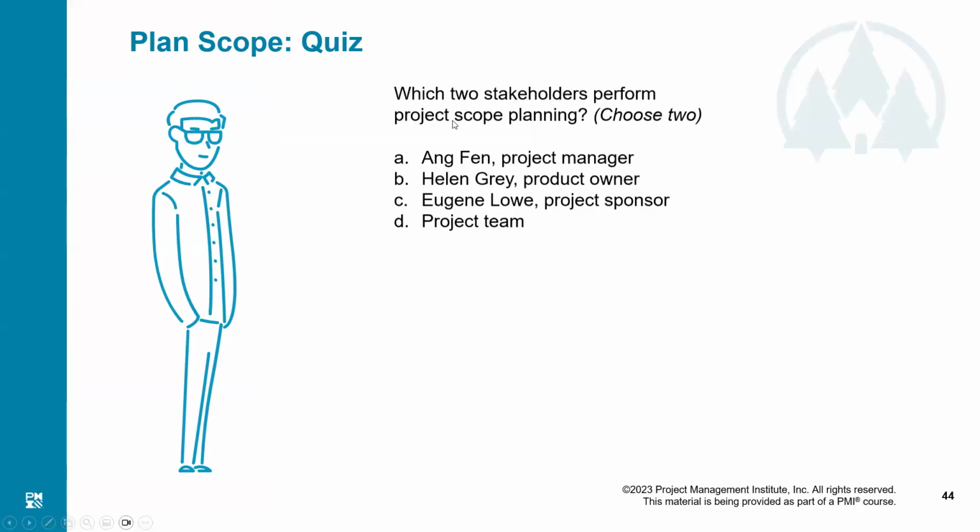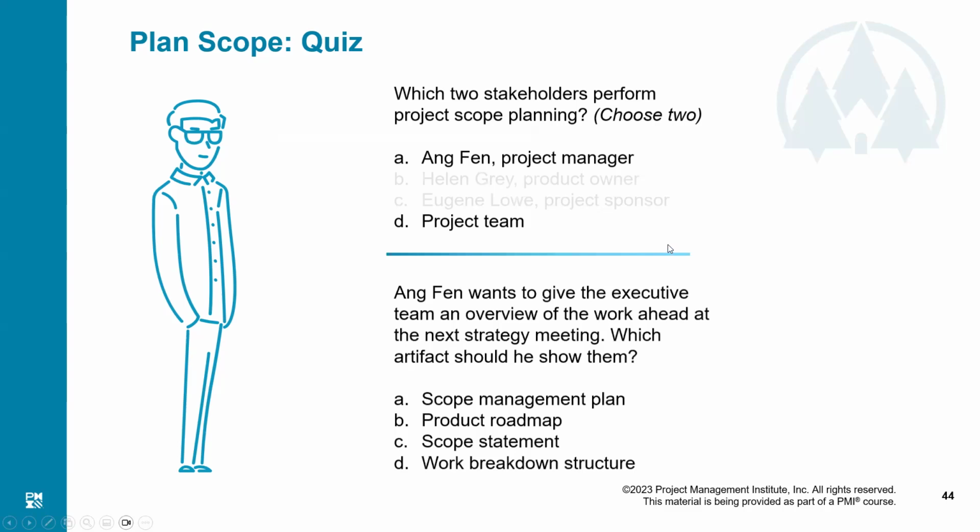Okay, there are a few questions here. Which two stakeholders perform project scope planning? I mean, we are talking about a hybrid project. So who? The project manager and the project team, they are responsible for the work scope planning. The user product backlog is not scope planning.